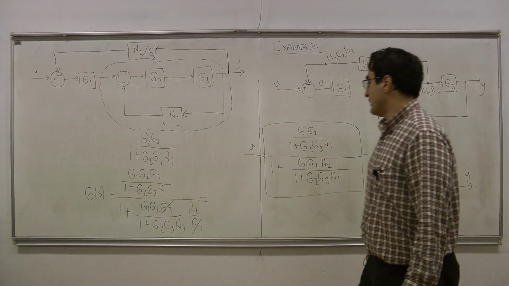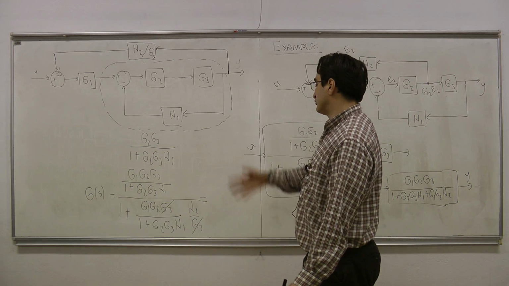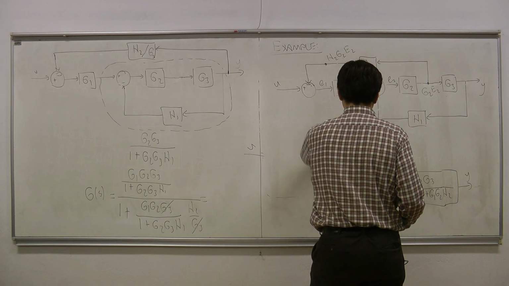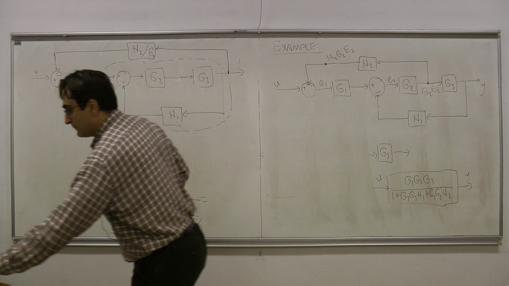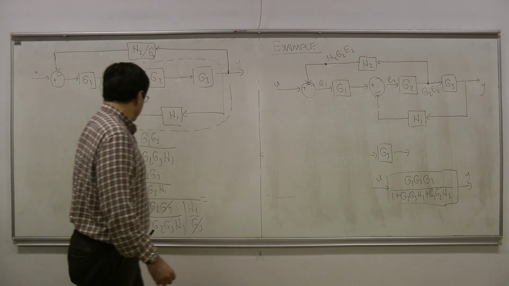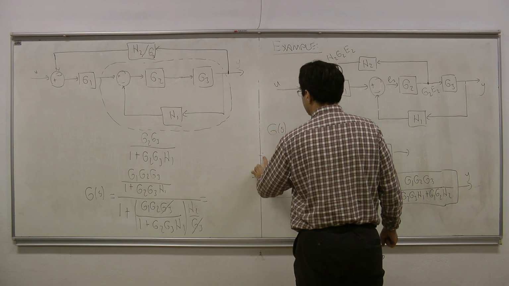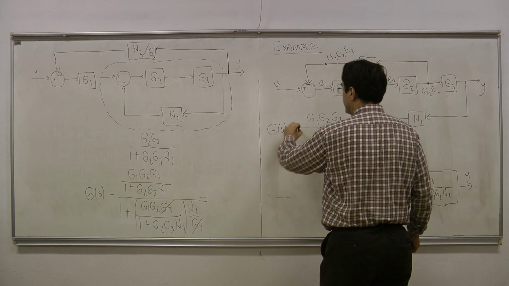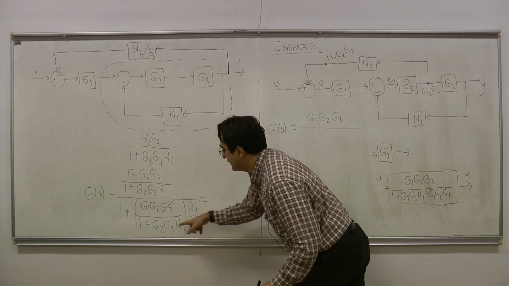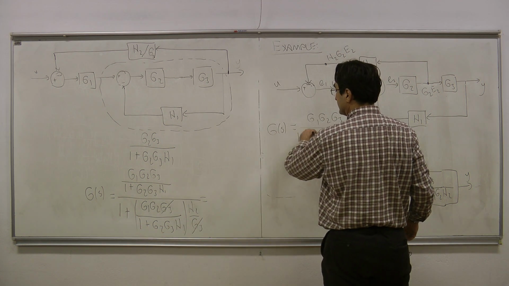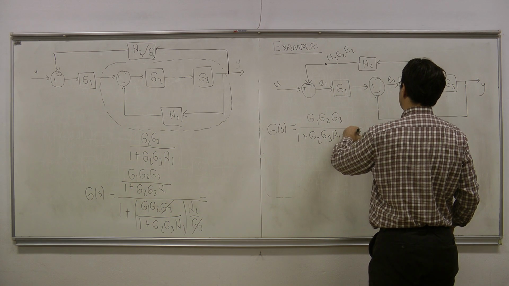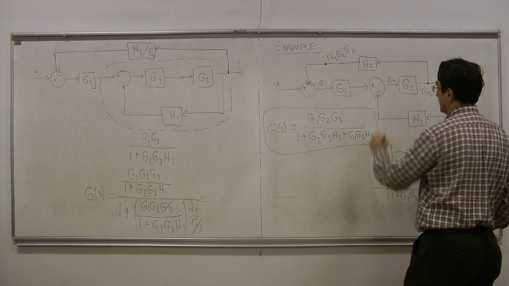So this is equal to, and then what I'm going to do is equate the denominators and try to write what we get as the result here. So here I have this thing like this. And then let us equate the denominators here. I will get G of S is equal to G1, G2, G3 divided by, when I equate the denominators here, the denominators are going to cancel with the numerator, all right? And then I will get 1 plus this thing, 1 plus G2, G3, H1 plus G1, G2 times H2. And this is going to give me the overall transfer function.